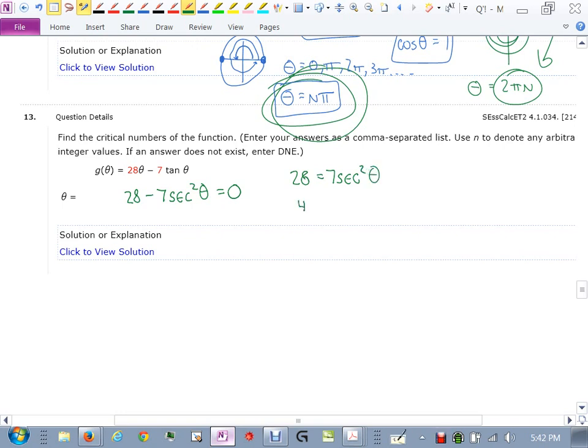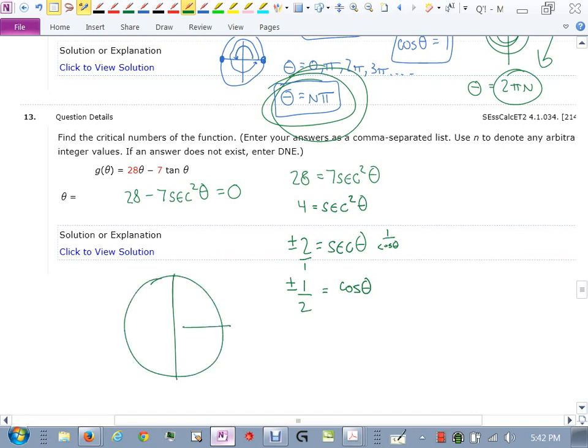Divide both sides by 7. I get 4 is equal to secant squared theta. I take the square root of both sides. Plus or minus 2 is secant theta. And now I just remember that secant theta is the reciprocal of cosine. So if I flip 2 over 1 and make it 1 over 2, I flip the other side over. Secant, which is 1 over cosine, will become cosine over 1, which is just cosine theta. So I want to know when cosine theta is positive or negative 1/2.